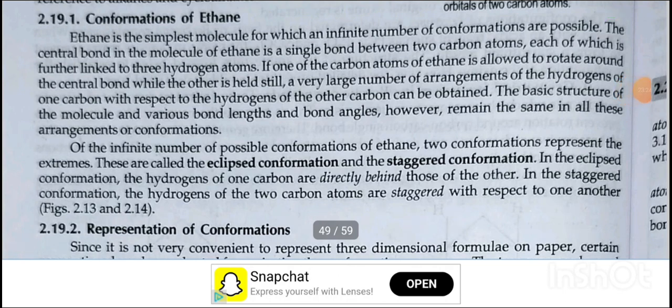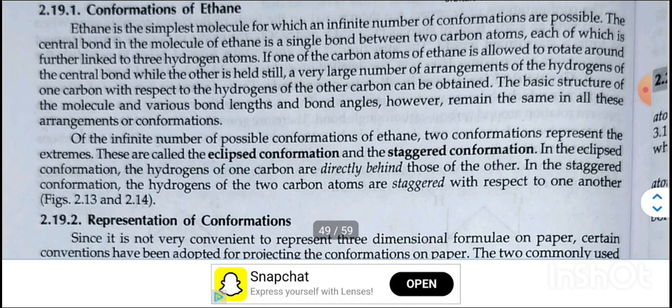Conformations of ethane. Ethane is the simplest molecule for which an infinite number of conformations are possible. The central bond in the molecule of ethane is a single bond between two carbon atoms, each of which is further linked to three hydrogen atoms. If one of the carbon atoms of ethane is allowed to rotate around the central bond while the other is held still, a very large number of arrangements of hydrogens of one carbon with respect to hydrogens of the other carbon can be obtained.